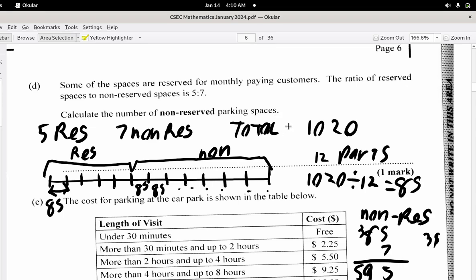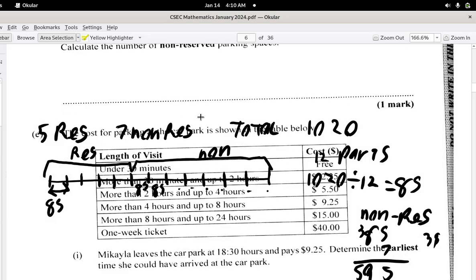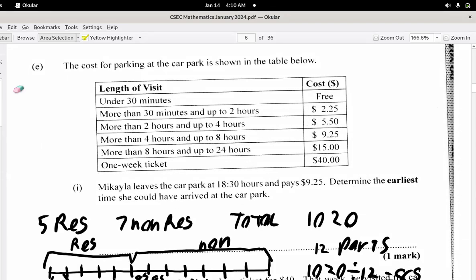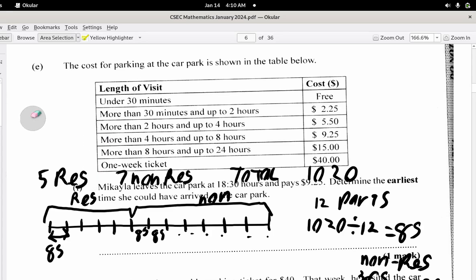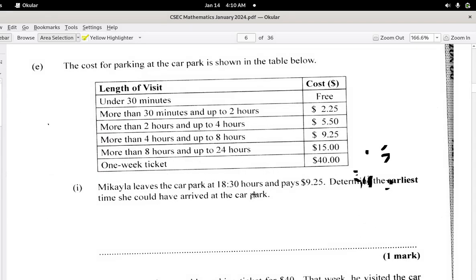So you get that? Alright, so here. That's that for now. Now, let's see what happens in this case.